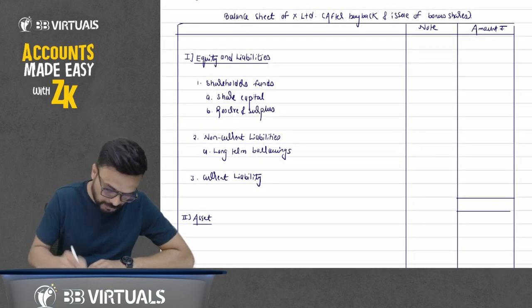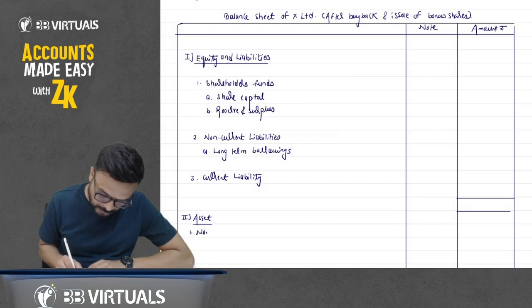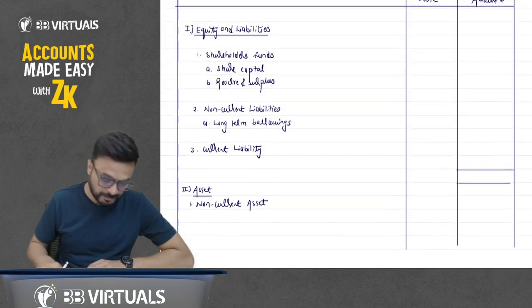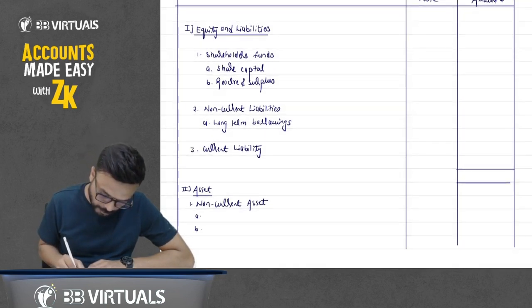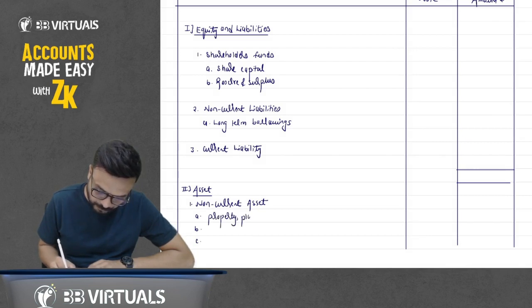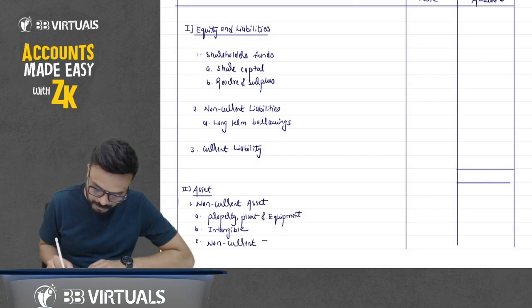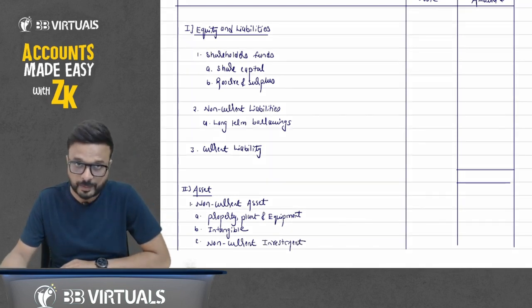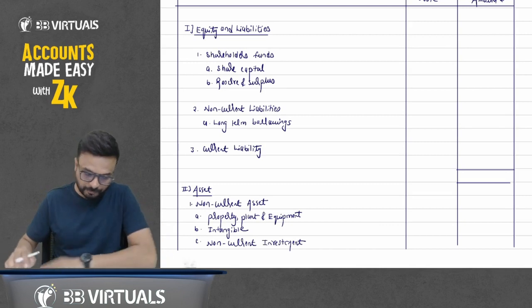So here in asset, first non-current asset. In non-current asset, property, plant and equipment first. Then intangible, and then non-current investment. Okay, non-current investment. Now after this, write down current asset.